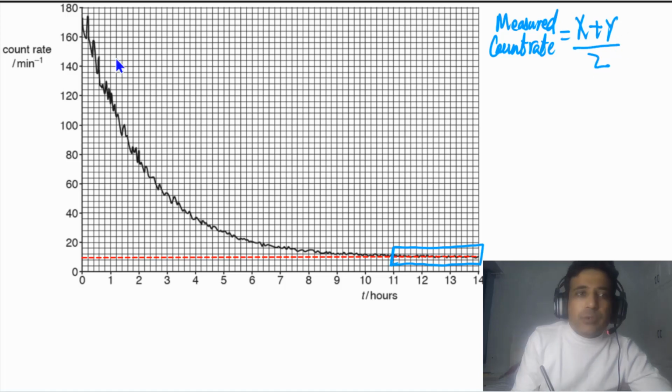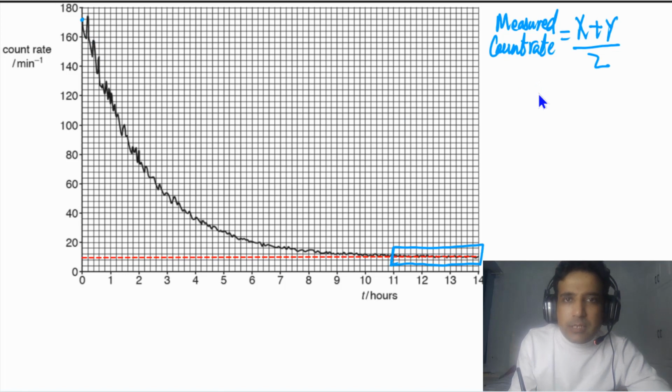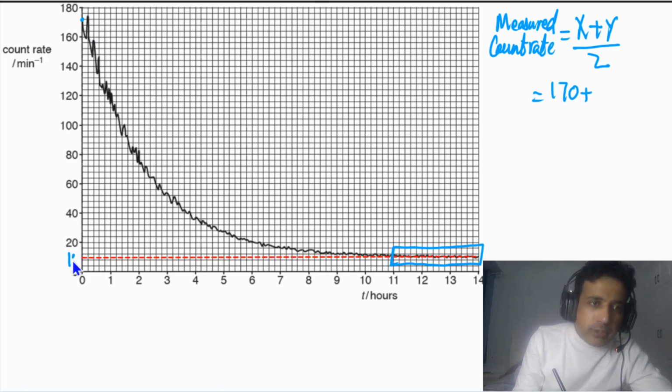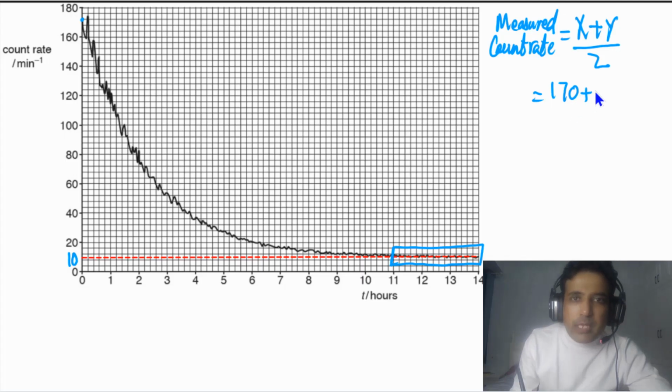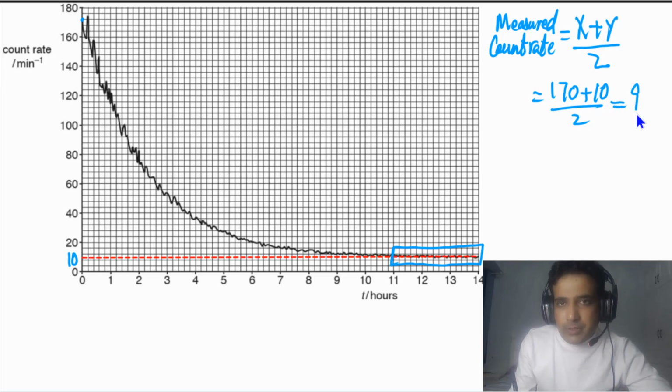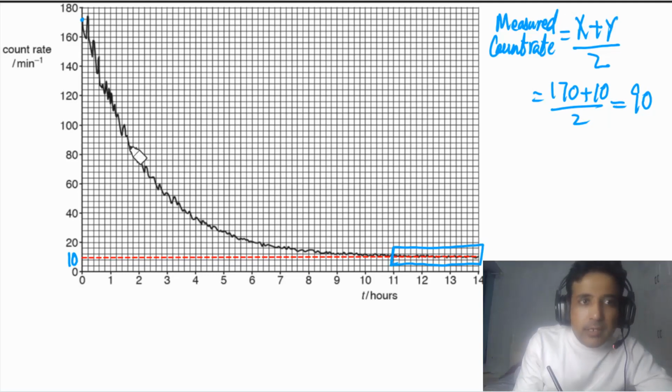So in this case, initial count rate is 170. And due to background radiations, count rate is equal to 10. So simply we can add 10 and divide by 2. So this one will be equal to 90. So this is measured count rate after one half-life. So now simply we can find out the time when count rate is equal to 90. So the count rate is at this point, you can see this is 80. So this will be 84, this will be 88. So halfway, this one is 90.